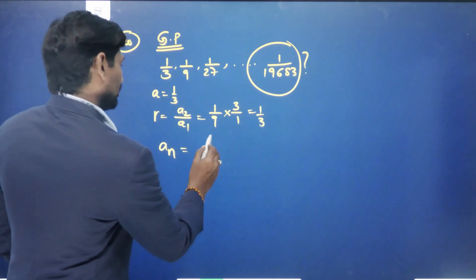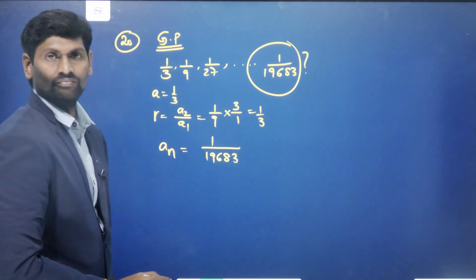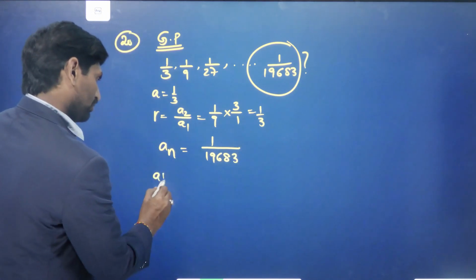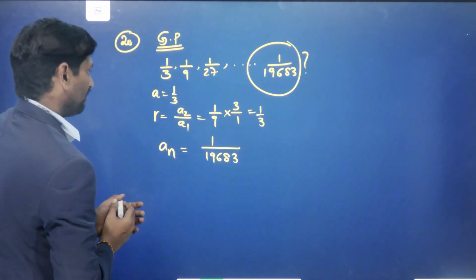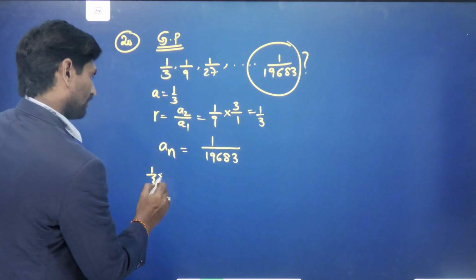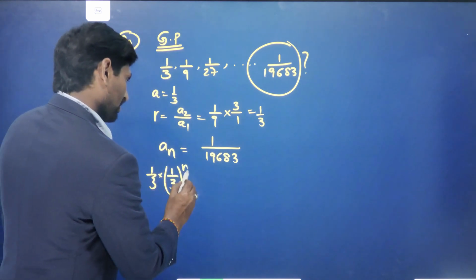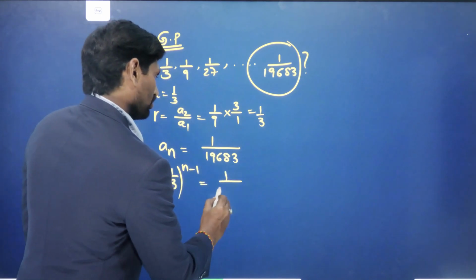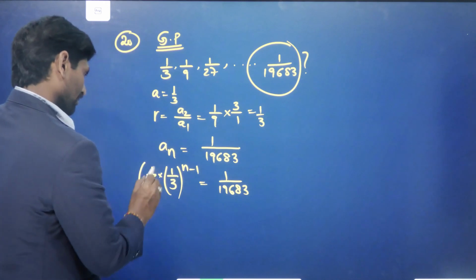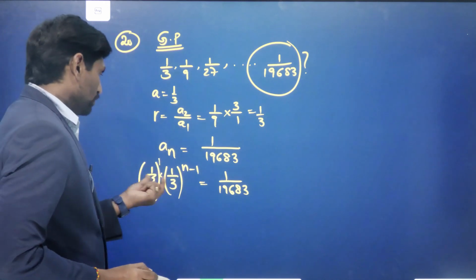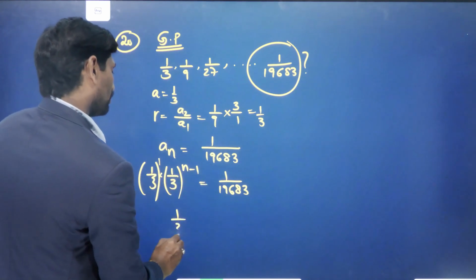An equals 1/19683. The An formula is A into R power n minus 1. A value we know already is 1/3, and R value is 1/3, whole to the power of n minus 1, which equals 1/19683. Here both are the same terms, so the exponents can be added. This will be (1/3) whole to the power of n.